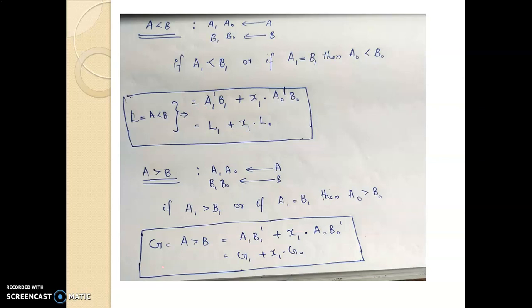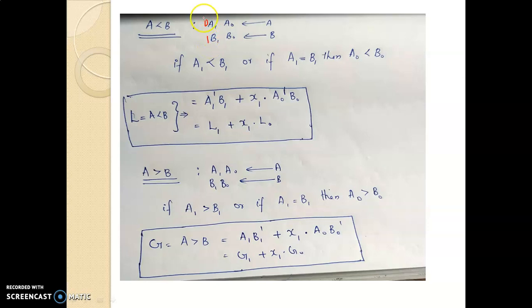Now let's find out when you can say that A is less than B. So when will you say that A is less than B by considering the MSB and LSB? You can say that this number is less than B when A1 is 0 and B1 is 1. That is, MSB of A is 0 and MSB of B is 1, we can say that A is less than B. That's the one condition.